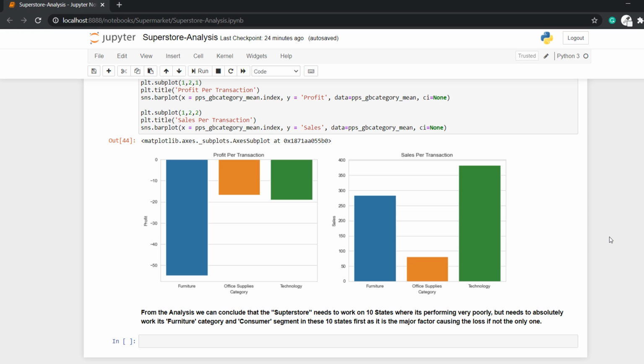So what do we understand from this analysis? We can conclude that the business needs to work on the 10 states where it's performing very poorly, and needs to absolutely work on its furniture category as well as the consumer segment in these 10 states, which are the major factors causing the loss.